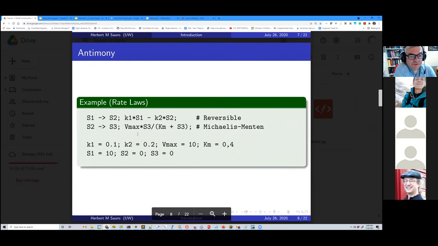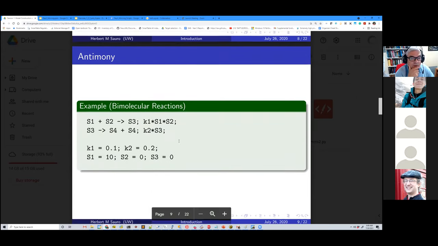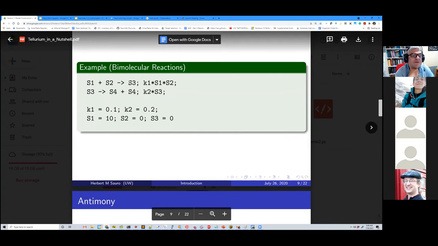And I said, you can have more complicated rate laws. This is a reversible mass action, and this is a Michaelis-Menten, which we'll mention later this morning. And I put a comment on the end then to remind myself what they are. This can be useful to add comments to your model. So this example shows you.